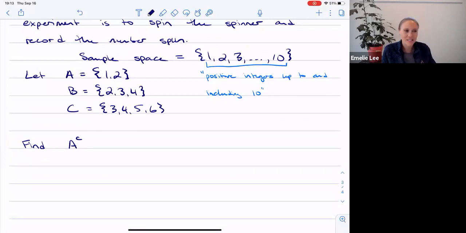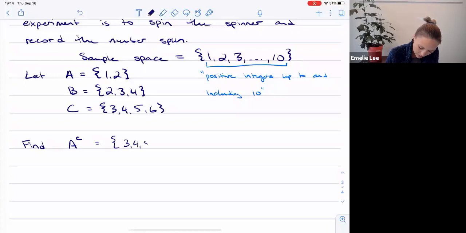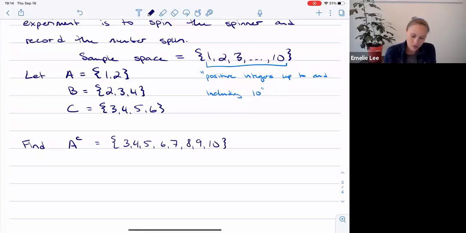is find the complement of A, right? So if we know the sample space and we know A is 1 or 2, then we can easily find the complement of A, and it is what? It's going to be not 1 or 2, but all the other values. So 3, 4, 5, 6, 7, 8, 9, 10. You could have shorthanded that somehow with some ellipses here, but I got carried away. There's no harm in writing out all the values, especially if they're so few like this.